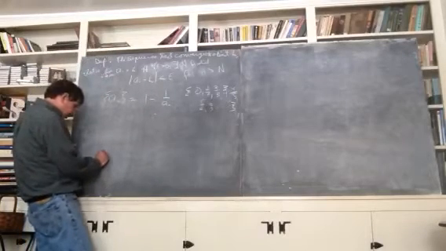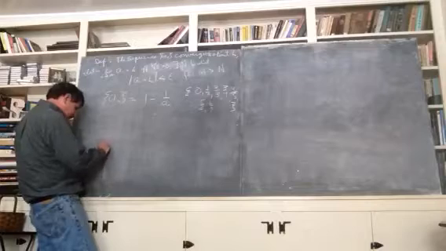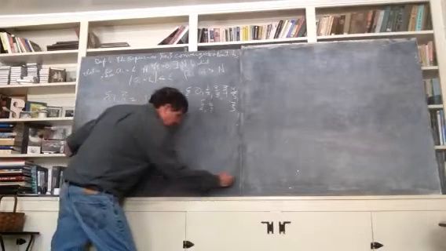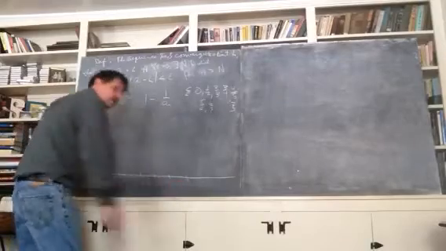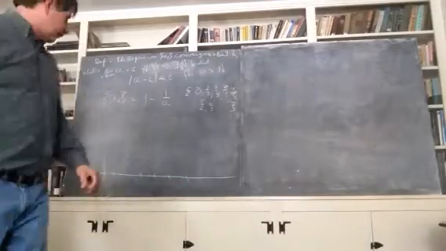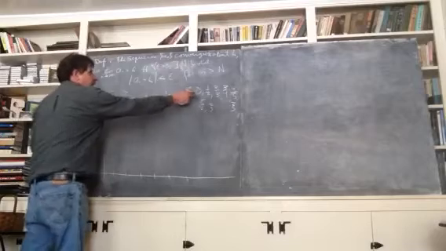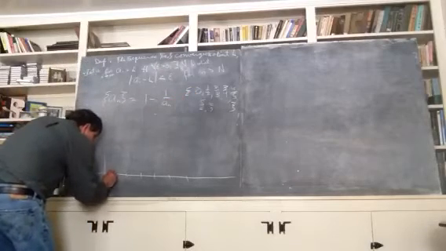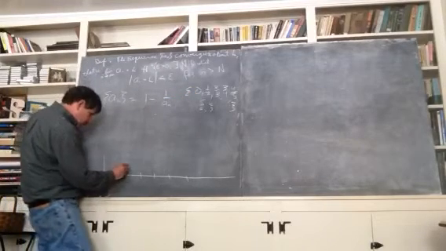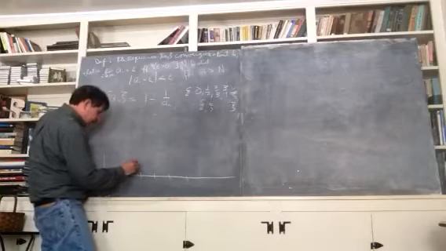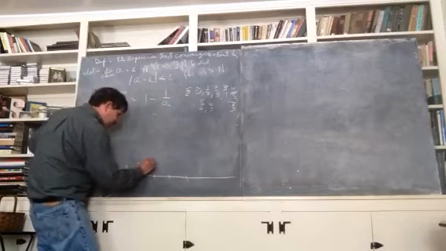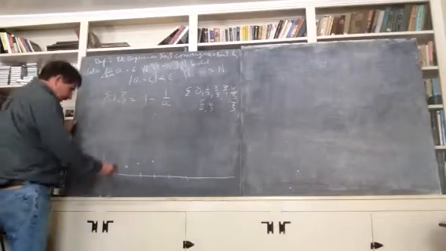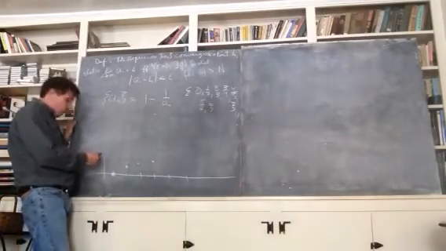Okay, here's a coordinate plane. That's the y-axis, and here's the x-axis, and there's 1, 2, 3, 4, 5, 6, etc. Now I'm going to plot these points. There's (0, 0). Here's (1, 1/2), (2, 2/3), (3, 3/4), etc. Here's the line y equals 1.